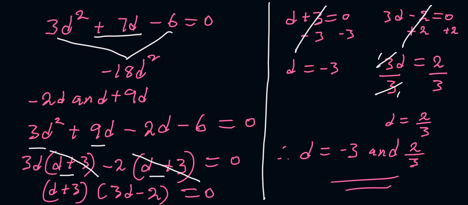So now let's take the final question. So in this question we have 12d squared minus 11d plus 2. So you can see that the coefficient of d squared is 12.